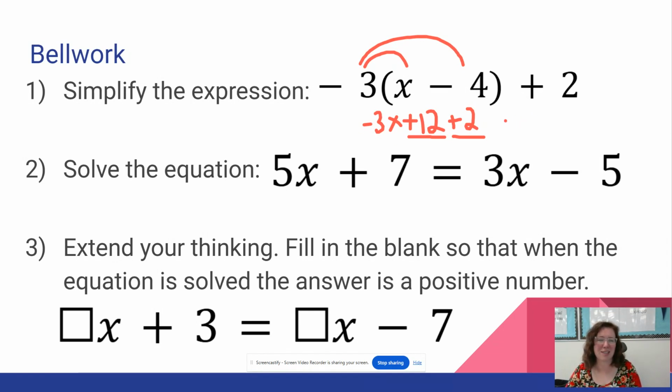This negative 3x has nothing to combine with, so it's just negative 3x plus 14. Or you could do 14 minus 3x because the 14 is still positive and the 3x is still negative. Either of those are fine.